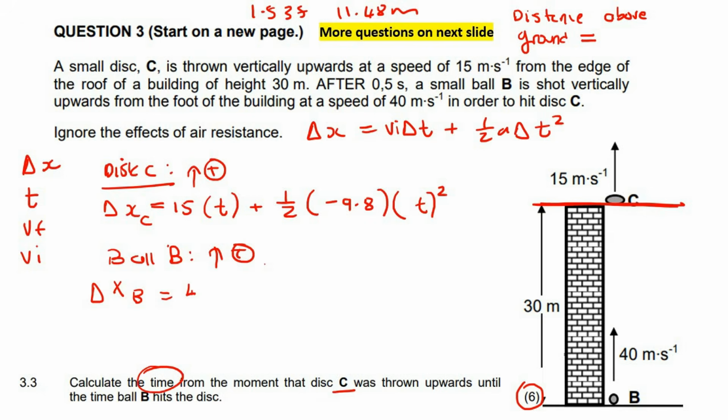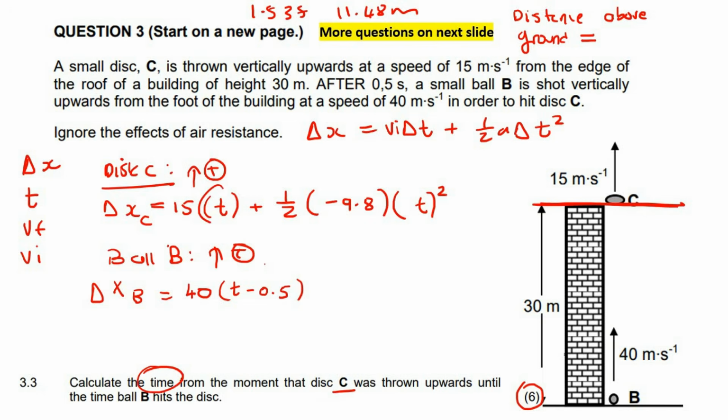Now, its initial velocity is 40. Now, here's where learners make mistakes. We know, and listen carefully, please. We know that if disk C is in the air for t seconds, then how long is ball B in the air for? It'll be 0.5 seconds less. A lot of learners put a plus here. But if you put a plus here, then what you are saying is that ball B is in the air for a longer time. But remember, the t value is how long the object is moving in the air. That is what t means.